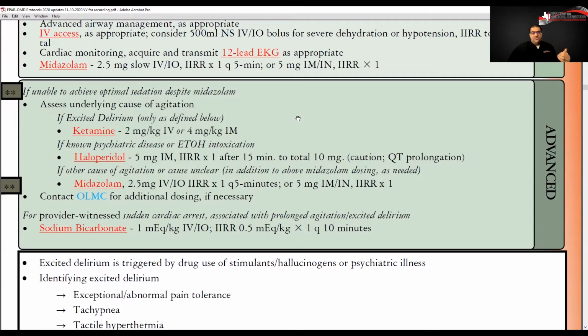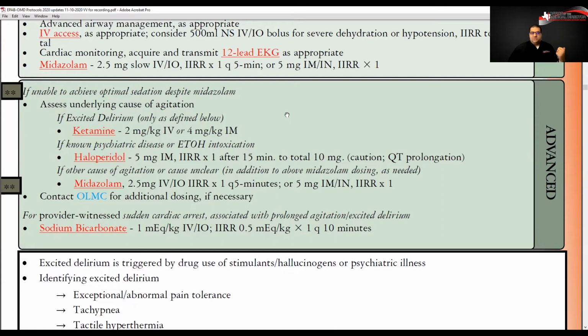What we've seen over the past couple of years is a little bit of drift in terms of the drug choices. So oftentimes we don't see midazolam being used first. Sometimes we see ketamine being used for patients that are not in excited delirium, or haloperidol used for patients that probably need ketamine, etc. So again, use your judgment.